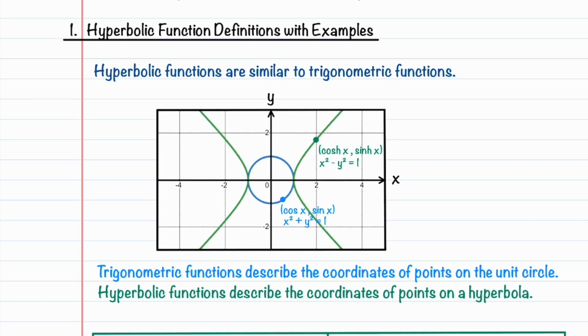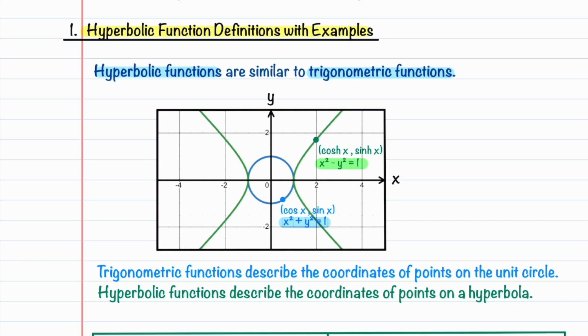Let's begin by going over the 6 hyperbolic function definitions and walk through some examples. Hyperbolic functions are actually really similar to trigonometric functions. In this graph, I have drawn the unit circle, x squared plus y squared is equal to 1, and then I've also drawn the hyperbola, x squared minus y squared is equal to 1.